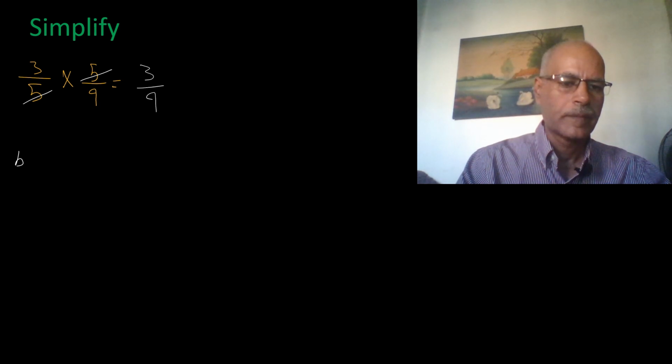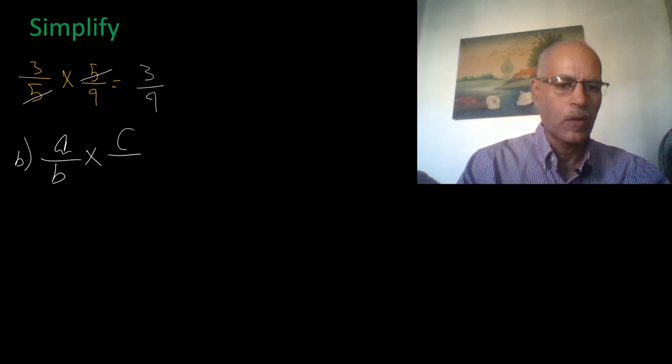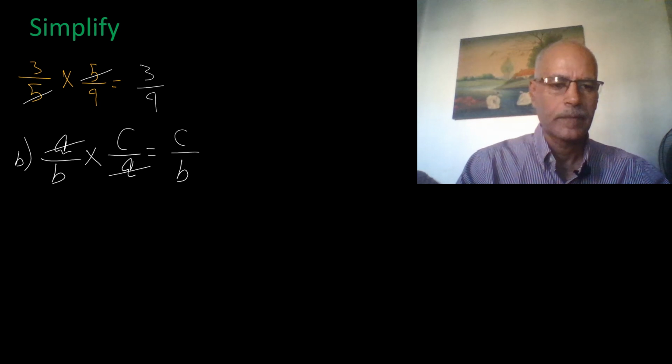Number B. A over B times C over A. Let's cancel A with A. It equals C over B.